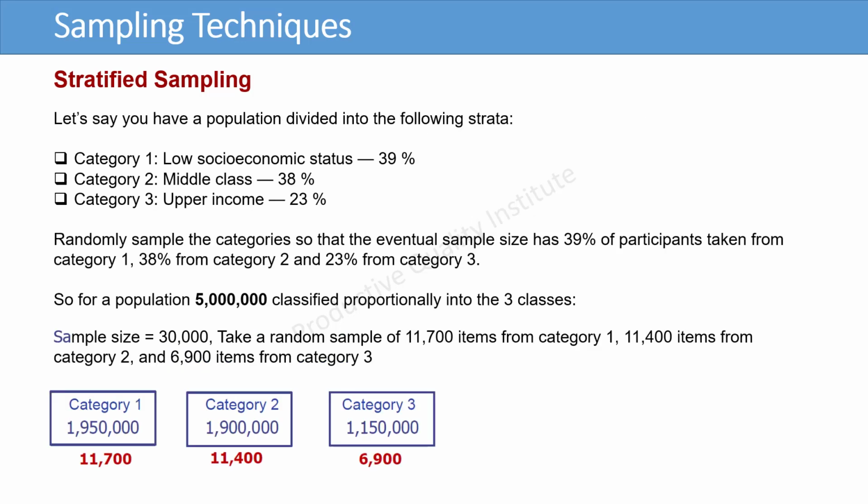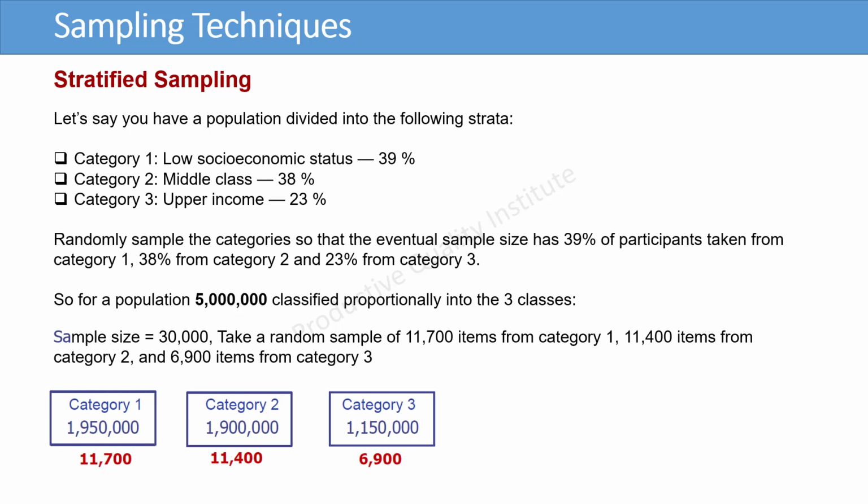Let's say you have a population divided into the following strata. Category 1, low socioeconomic status, around 39% of the population. Category 2, middle class, around 38% of the population. Category 3, upper income, around 23% of the population. Randomly sample the categories so that the eventual sample size has 39% of participants taken from Category 1, 38% from Category 2, and 23% from Category 3.